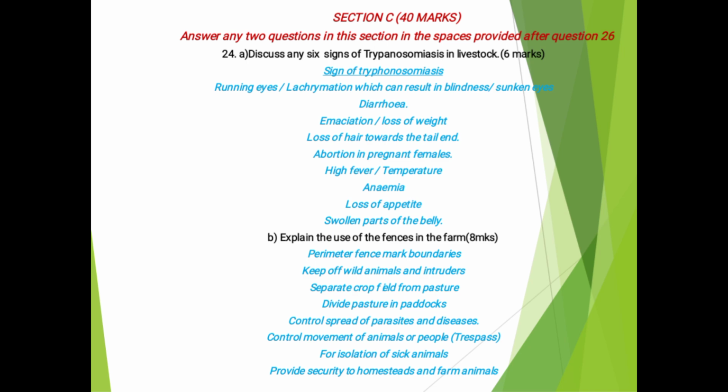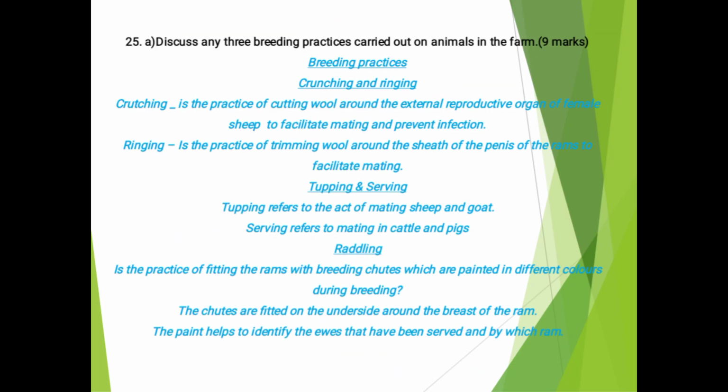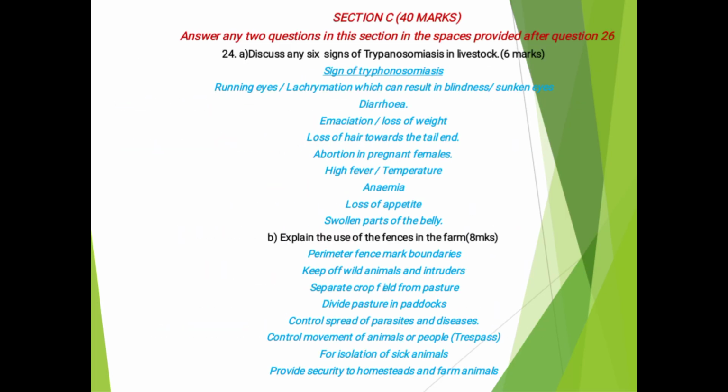Fence also controls spread of parasites and diseases. At the same time, fence also controls movement of animals or people, and fence is good for isolation of sick animals. Then fence provides security to homestead and farm animals. Next question.